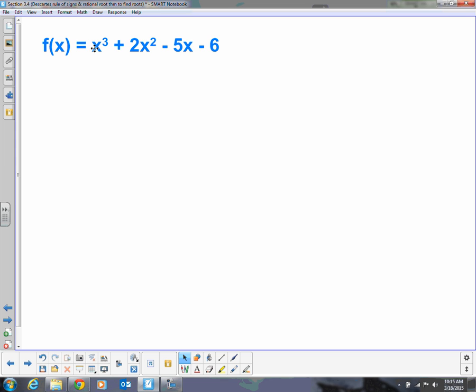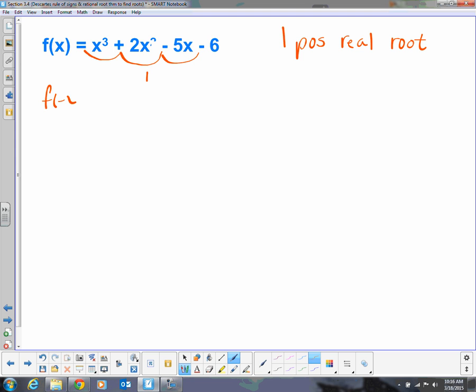So the first thing I'm going to look at is Descartes' rule of signs. So we have no change, we have one change. We have no change, correct? So I know that there is one positive real root. Okay? Now, if I do f of negative x, that's going to give me negative x cubed.